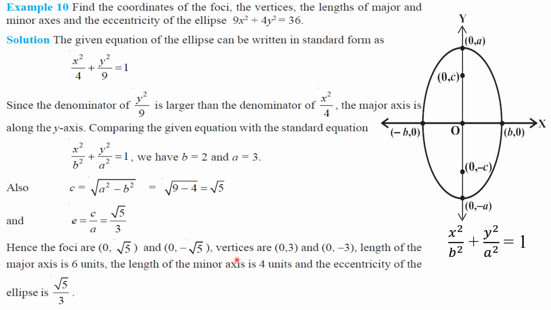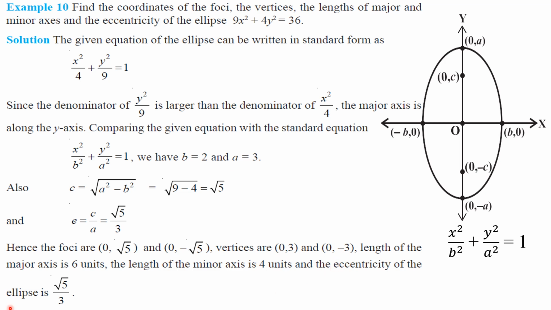Then what are the vertices of this ellipse? Yes, 0 comma a and 0 comma minus a. So 0 comma 3. What is the value of a here? 3. So 0 comma 3 and 0 comma minus 3 are the vertices of the ellipse.